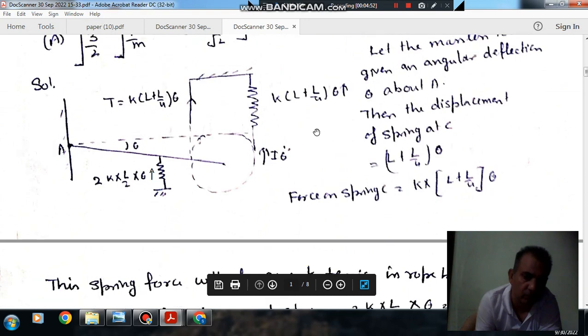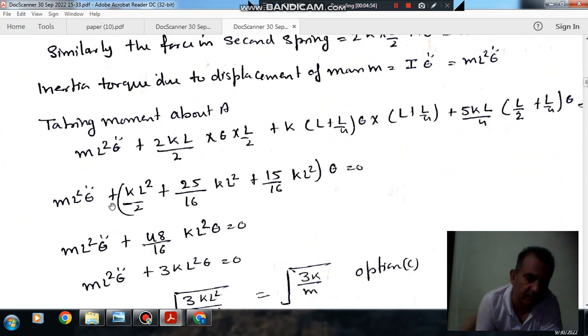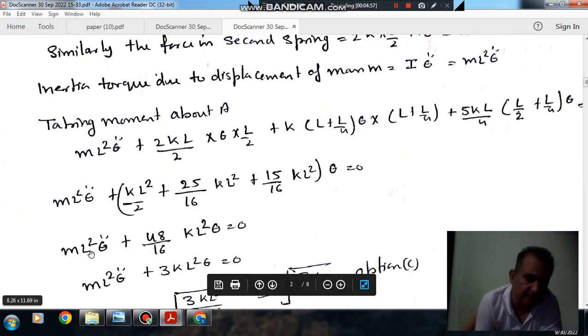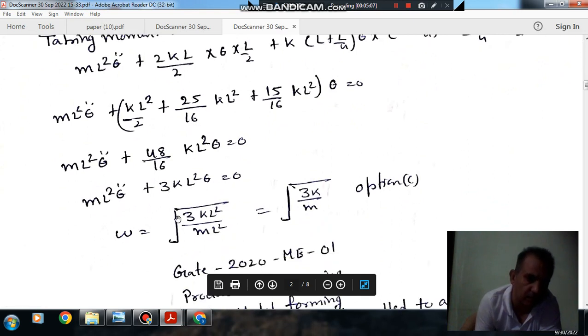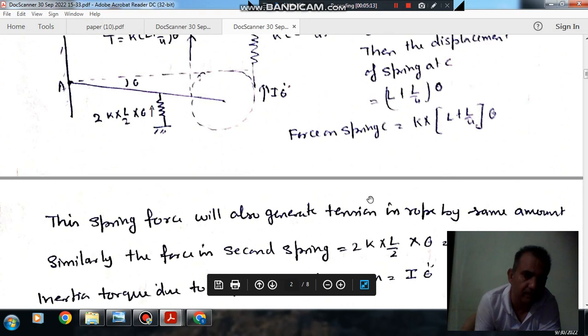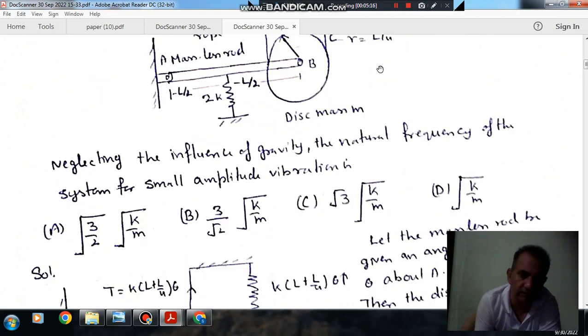Now if we solve it, we get the equation ML squared theta double dot plus 48 by 16 K L squared theta, or we can say it is ML squared theta double dot plus 3 K L squared theta equals 0. Omega comes out as root of 3 K L squared by M L squared, or root 3 K by M. Option C is the right answer.